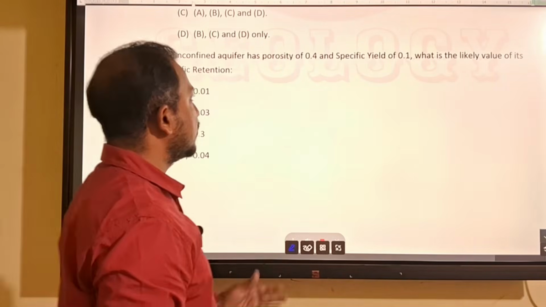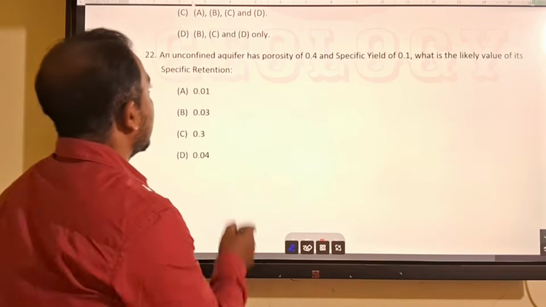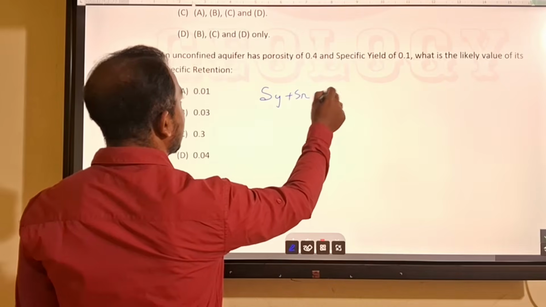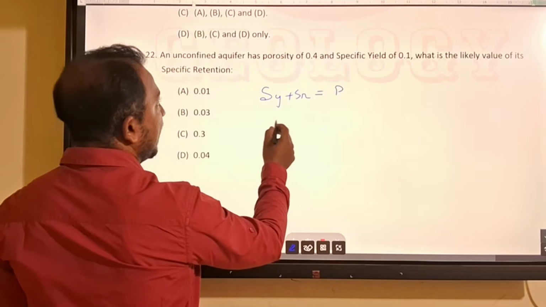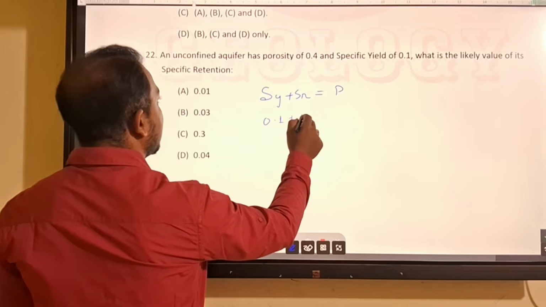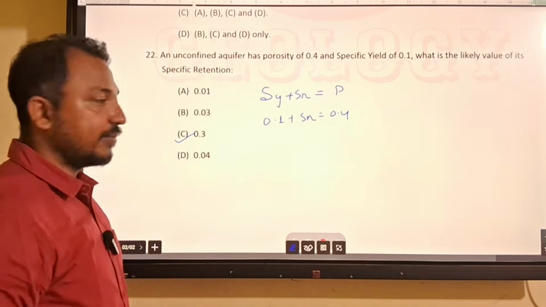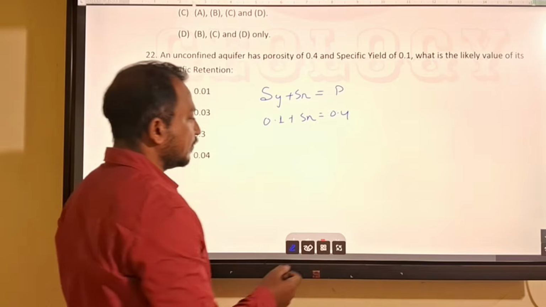An unconfined aquifer has porosity. We have just been given this formula: specific yield plus specific retention is equal to porosity. So specific yield is given as 0.1, and specific retention we have to calculate. Porosity is given as 0.4, so it will be 0.3. The answer will be 0.3.